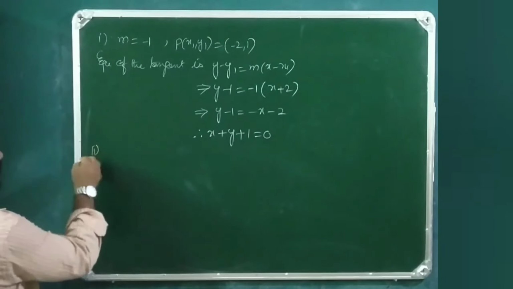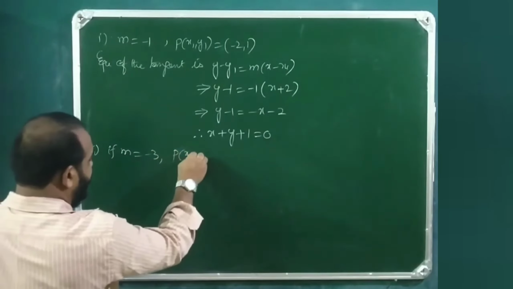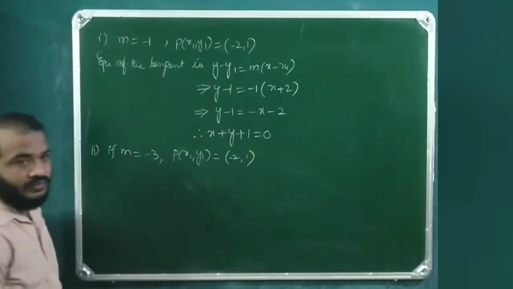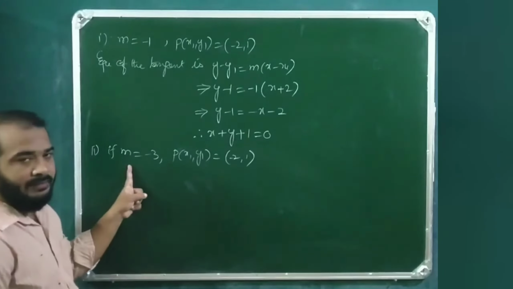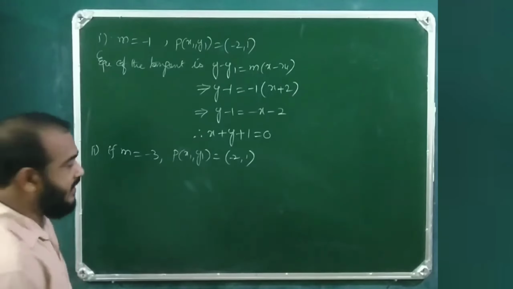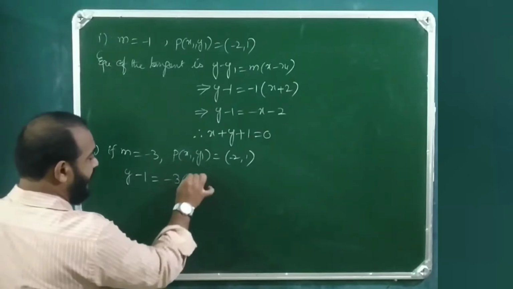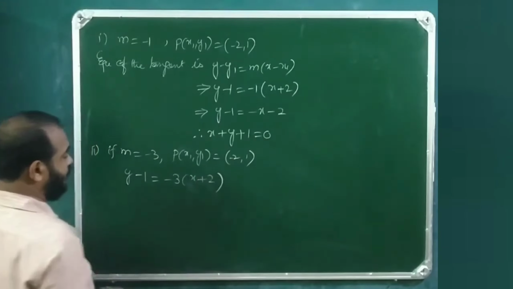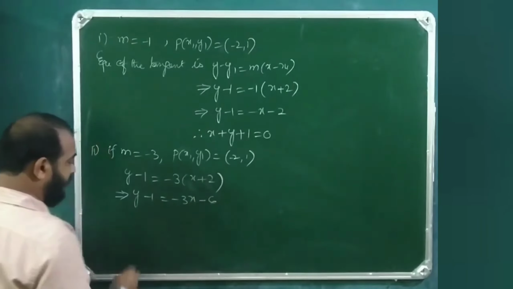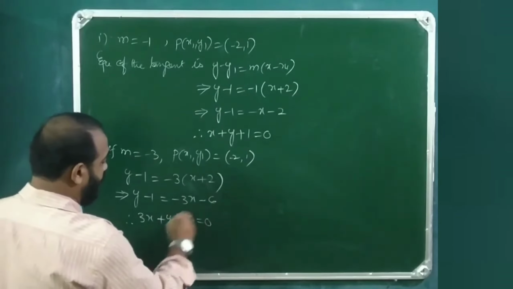And the second one is, if m equals -3, P(x1, y1) is (-2, 1). The equation of the tangent having slope m and the point (x1, y1) is y minus y1 equals m into (x minus x1). So y minus 1 equals -3 into (x minus (-2)), which is x plus 2. So y minus 1 equals -3x minus 6. Therefore, 3x plus y plus 5 equals 0.